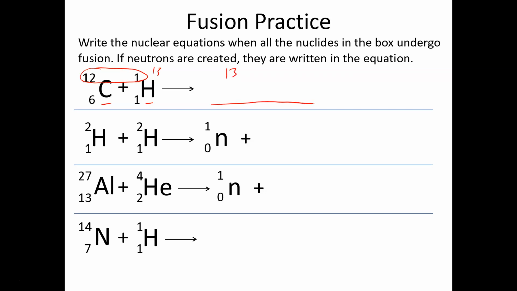Let's look at the protons. So carbon has 6 and hydrogen has 1. That's a total of 7 on this side. Since there's only one product, all 7 protons must be for that product. Now, how do we know what element this is? This is where you go to your periodic table. The atomic number for this element, the number of protons, is the atomic number, and we're going to go look on the periodic table and find atomic number 7.